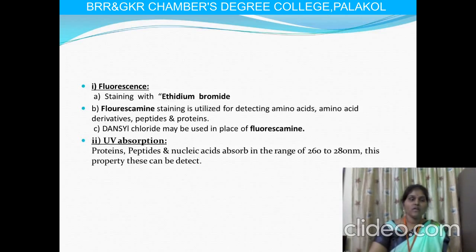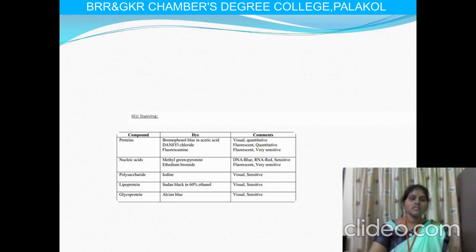The next one is UV absorbance. By using UV absorbance, we can separate proteins and peptides, as well as nucleic acids. Okay. The next one is the staining technique. Here staining we can use for the separation of proteins. We can use bromophenol blue in acetic acid, and also we can use dansyl chloride as a fluorescence. Okay. The next one is nucleic acid assessment. We can use methyl green, pyronin, and also ethidium bromide for the separation of nucleic acids.